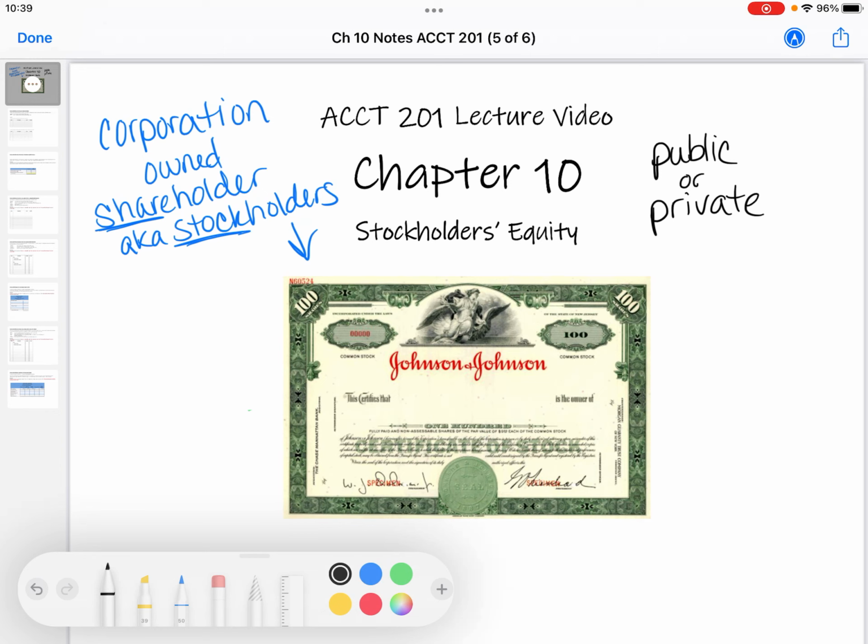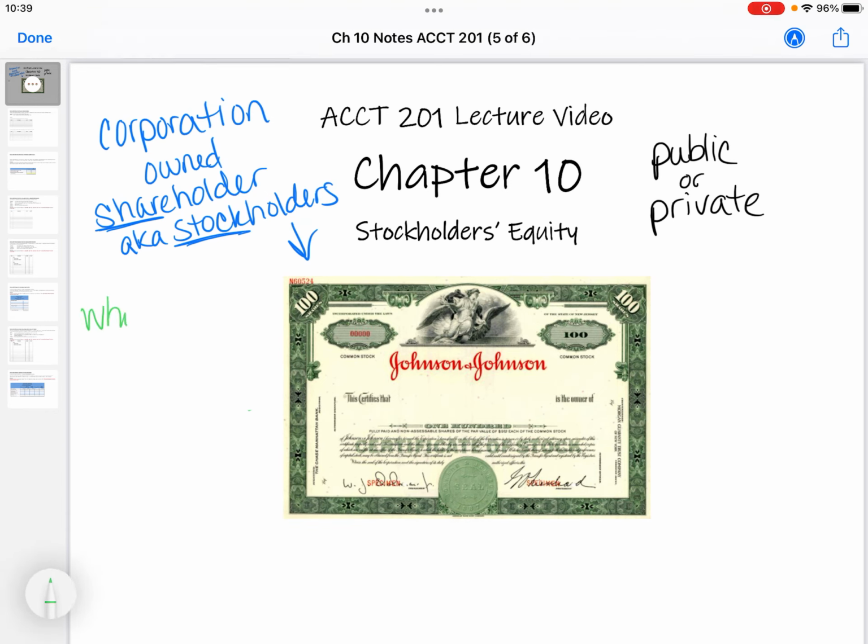But why? Why would somebody even want a share of stock? Why own stock? Well, there's a couple of different reasons to own stock. The first is maybe that you just want to own the corporation. So you want ownership of the corporation. Now, what does ownership give you? It gives you voting rights. And it basically gives you the voting rights to vote for the board of directors.